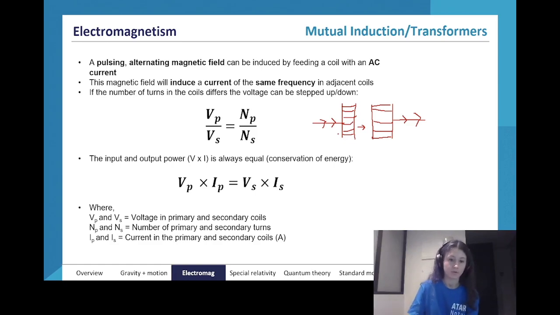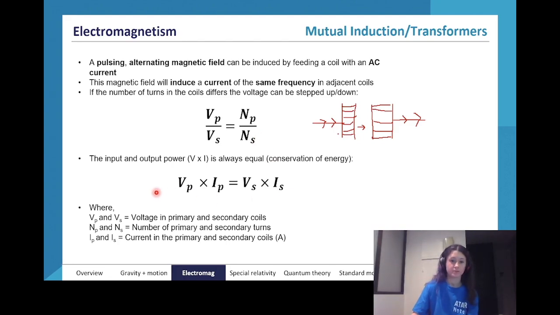And of course, the voltage of our primary coil divided by the voltage of our secondary coil is going to be equal to the same ratio for the number of turns. So if the number of turns is different, that means that we can change, or step up or step down, the voltage.